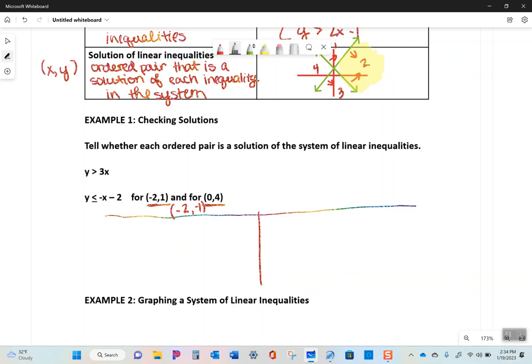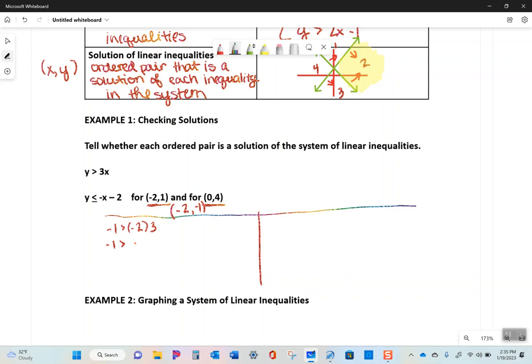Okay, I like that. All right, so how would I plug -2, -1 into my top equation? Y is greater than 3 times x. How would I do that? So it would be -1 is less than or equal to -2x minus 2. Is -2 our x? -2 is our x. Okay, so would we have an x in that? No, so then it would be -2 times 3. So then we would have -1 is greater than what?